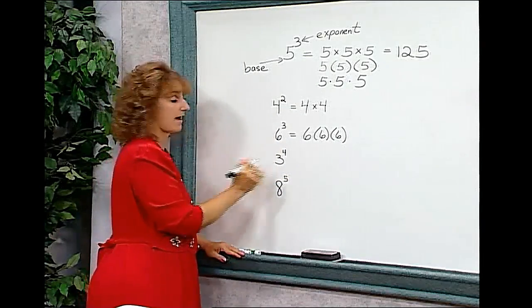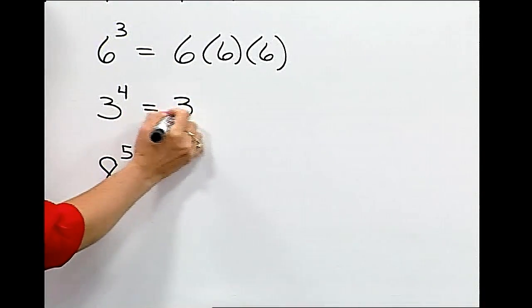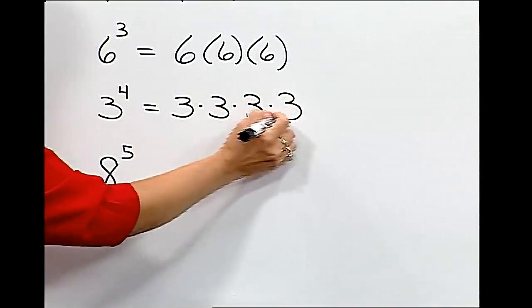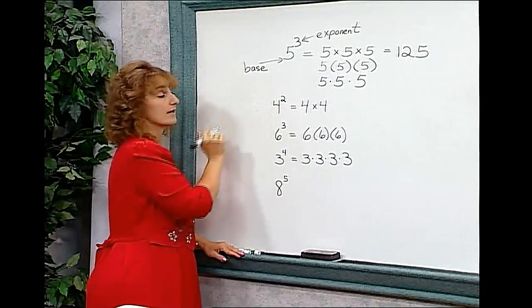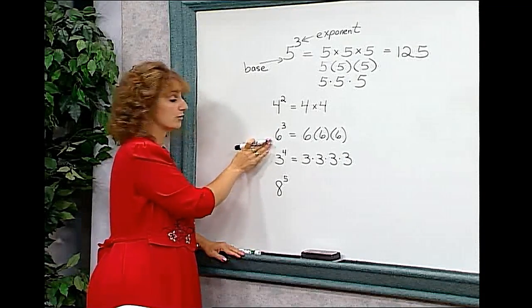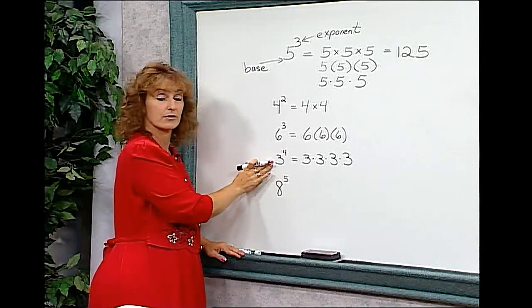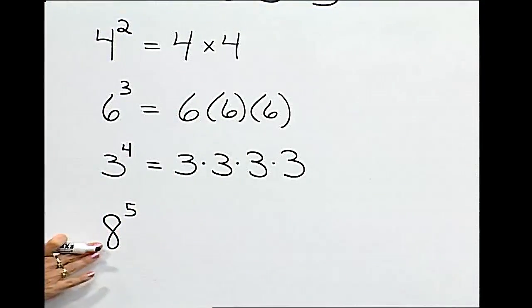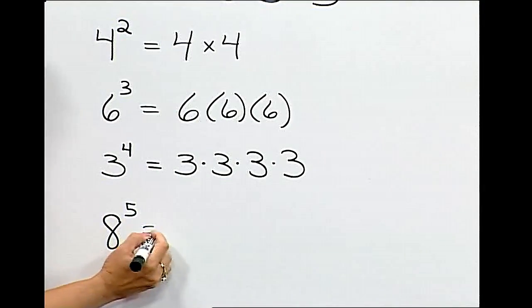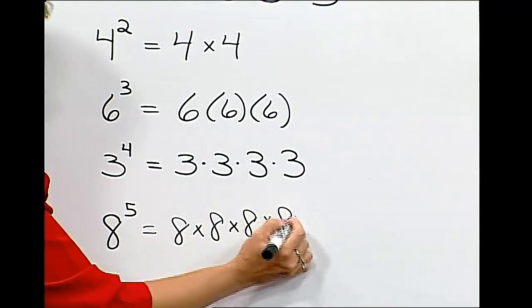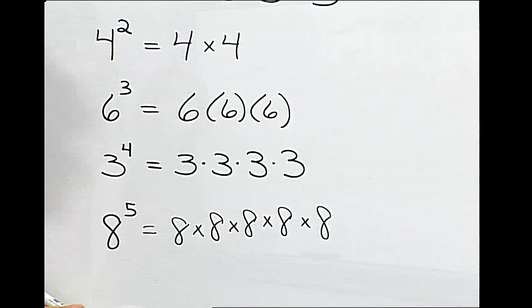3 to the fourth power is read 3 times 3 times 3 times 3. The 2 as an exponent has a nickname of squared. The 3 is cubed. Once we get larger than that, we just read 3 to the fourth power. In this example, we have 8 to the fifth power, and that would mean we're going to multiply that 8 by itself 5 times. Let's look at a few more examples.